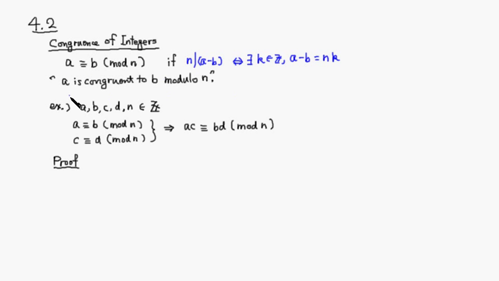Let's look at this example. We have A, B, C, D, and n. They are all integers. A is congruent to B mod n, and C is congruent to D mod n. Then we can conclude that AC is congruent to BD mod n. Let's prove that.